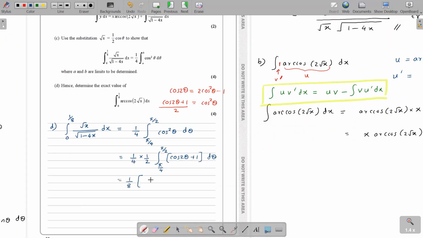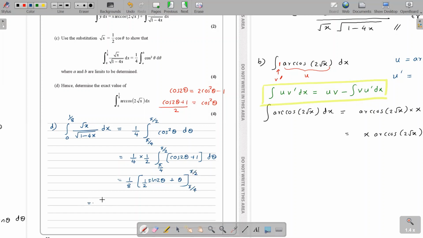What happens when you integrate cos? Cos integration is sine. Sine 2 theta, and what about the 2? Because it's 2, it should be half sine 2 theta plus integration of 1 is theta with respect to theta. So limits are from pi over 4 to pi over 2.